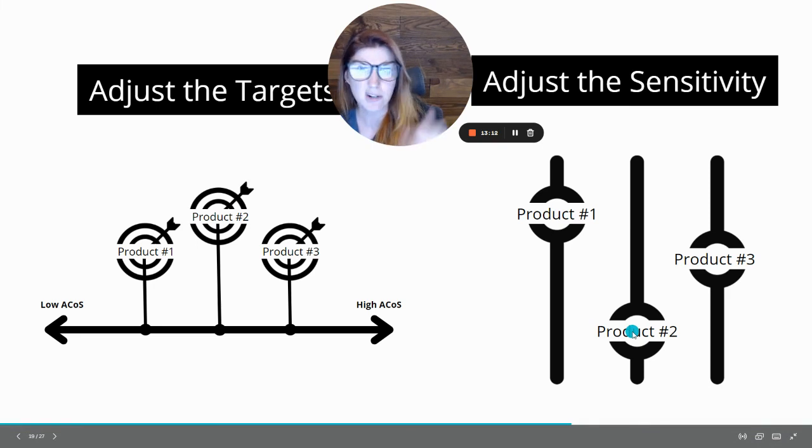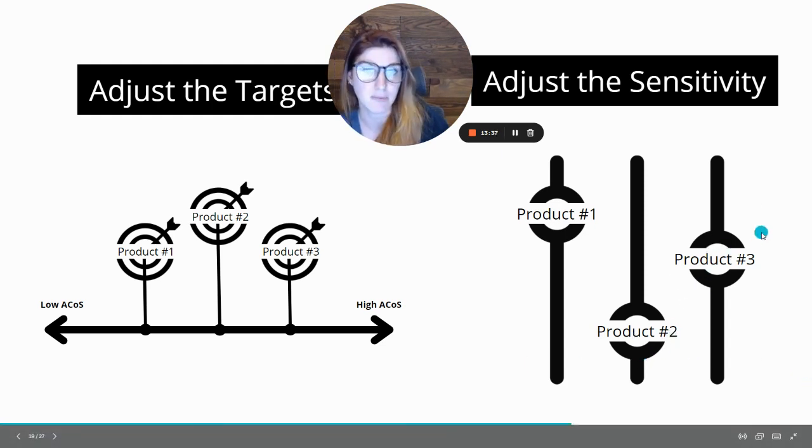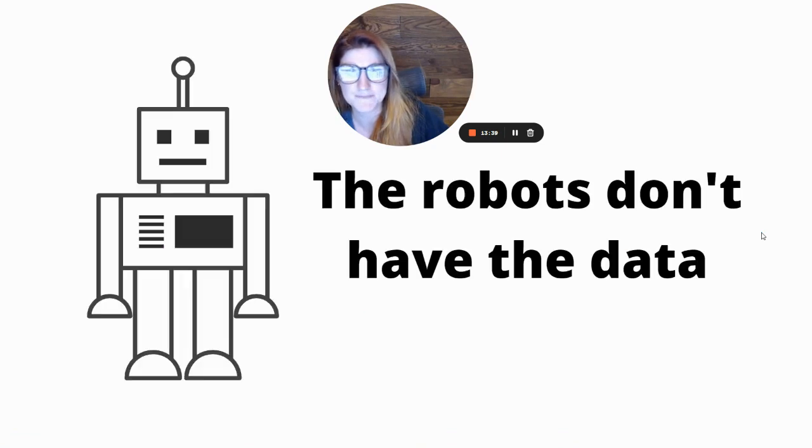Versus product 2, we're already well established. This product is doing amazing organically. We already have rankings. We just need to sustain at this point. So maybe the amount of sensitivity we have to have is much lower, because if we lower bids, well, we still have our organic rankings, we still have some visibility, so we're not as worried about majorly decreasing visibility for this particular product. And product 3 might fall somewhere in between.